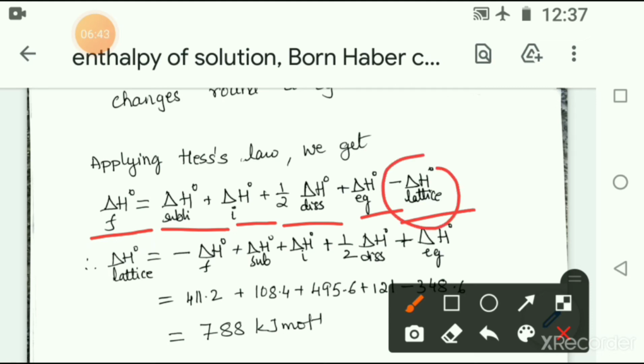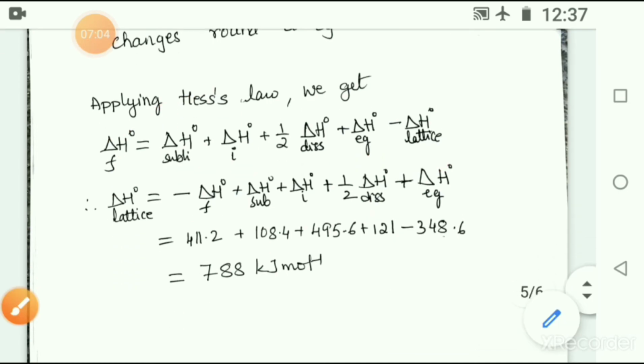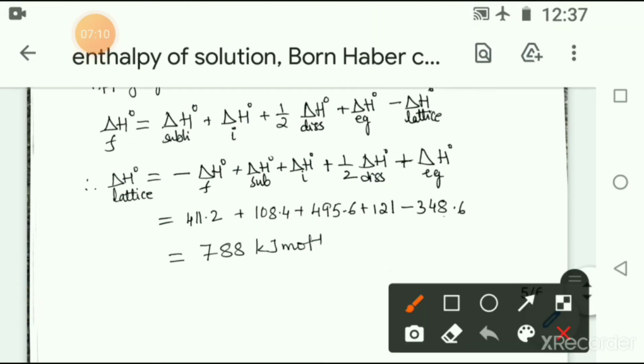Therefore lattice enthalpy ನಾನು ಇದನ್ನು ಈ ಕಡೆ ತಗೊಳ್ತೀನಿ and delta H naught F ಈ ಕಡೆ ತಗೊಳ್ತೀನಿ. So delta H naught lattice enthalpy is equal to delta H naught F. ಉಳಿದದನ್ನು ಹಾಗೆ ಬರೀತೀವಿ. delta H naught sublimation and delta H naught I, half delta H naught dissociation, delta H naught gain enthalpy. Values ಅನ್ನು ನಾವಿಲ್ಲಿ ಸಬ್ಸ್ಟಿಟ್ಯೂಟ್ ಮಾಡ್ತೀವಿ ಇಲ್ಲಿ. So we get the answer as 788 kilojoules per mole.